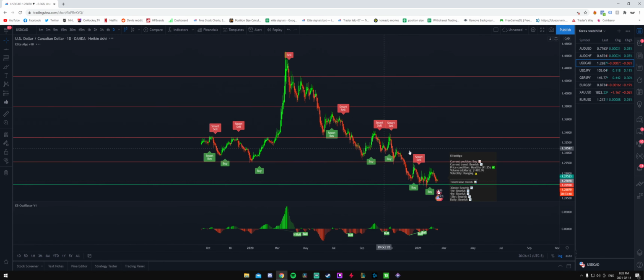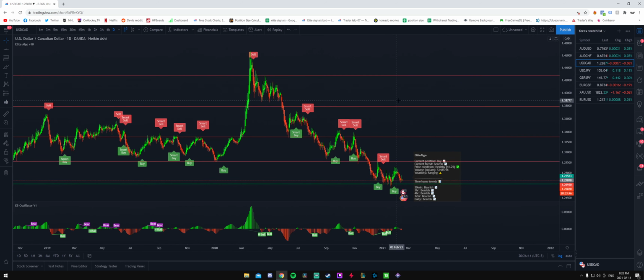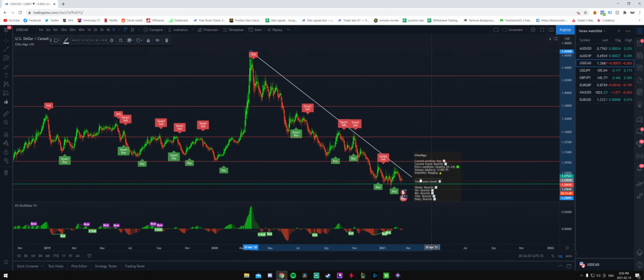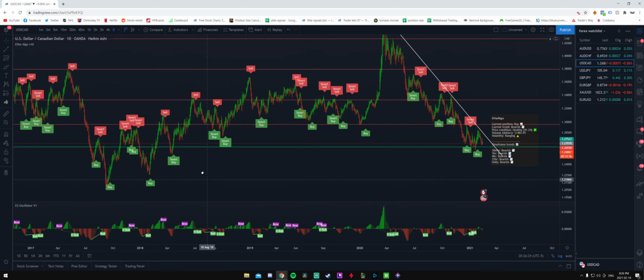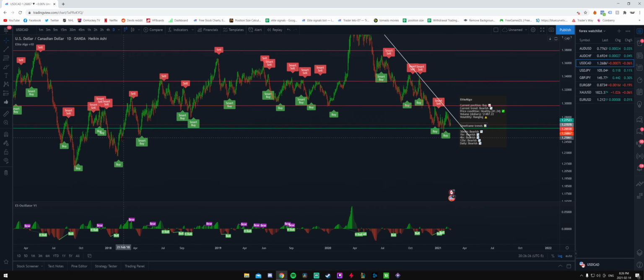USD CAD, currently in a downtrend, very, very strong downtrend. As you can see, it's like absolutely insane, just absolutely melting. We do have some supports down here at the bottom. These are our 3 levels right here.